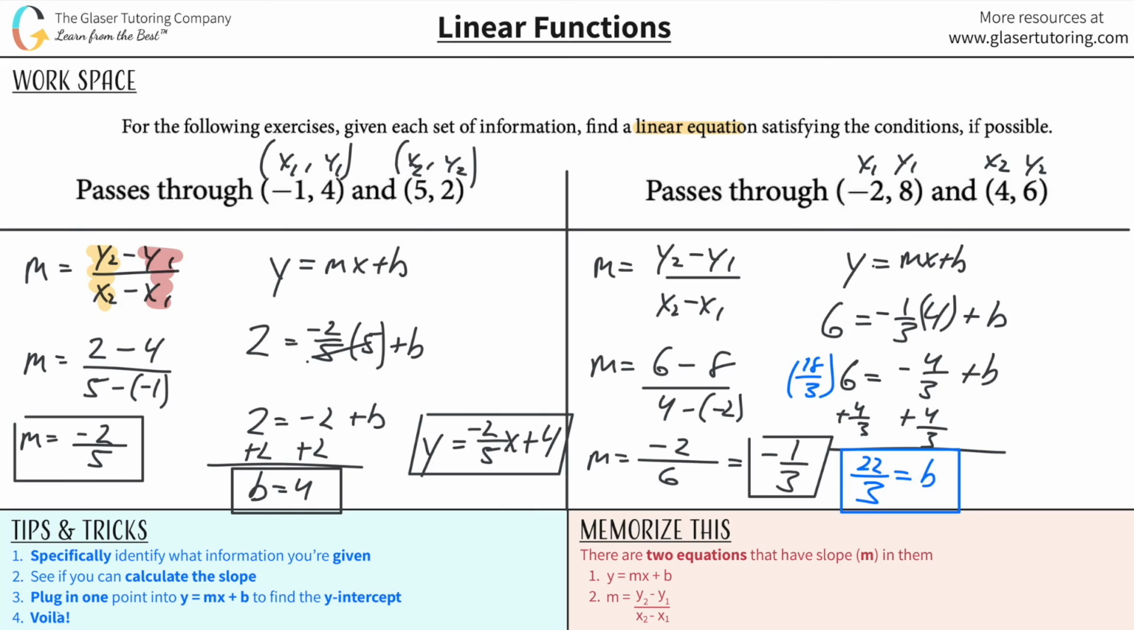All right, so now I have everything I need. So y is equal to negative 1/3 x plus 22 over 3. That's getting a little sloppy, sorry. All right, so that takes care of that. You can convert that into decimal form if you like.